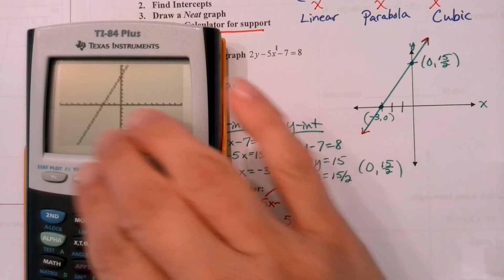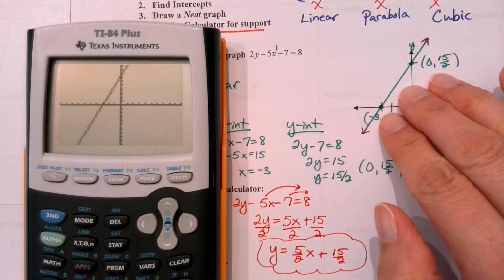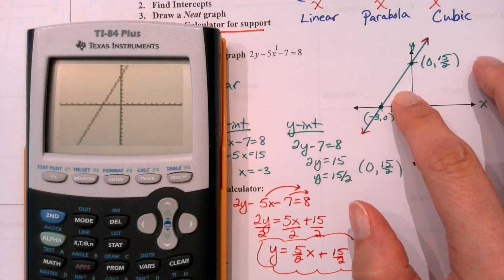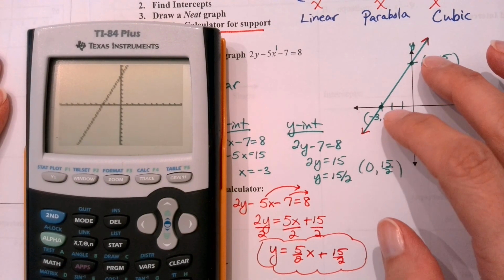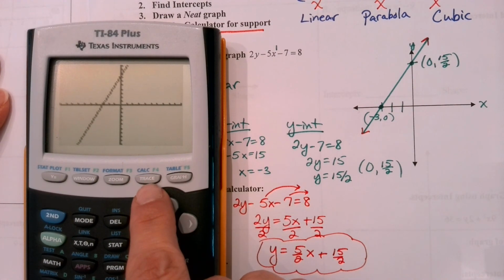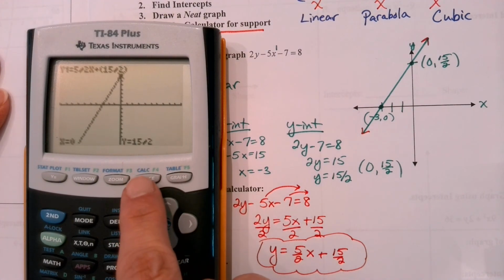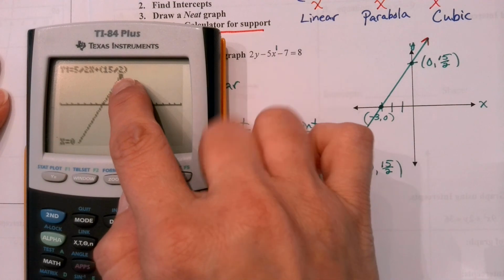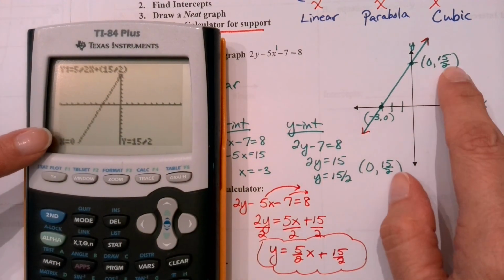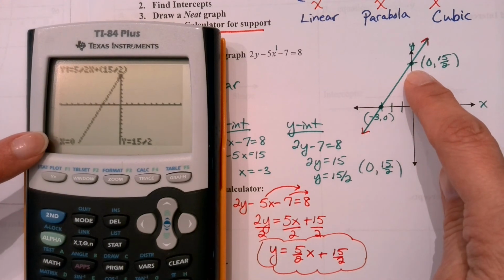So I noticed that the straight line that I drew is very similar to the calculator, so that's making me think I got this correct. There's a couple points I want you to check, and those are the intercept points. The trace button will help you do that. When you push trace, it automatically took me to the Y-intercept point right there, which is 0, 15 halves, so I'm feeling confident with my Y-intercept.